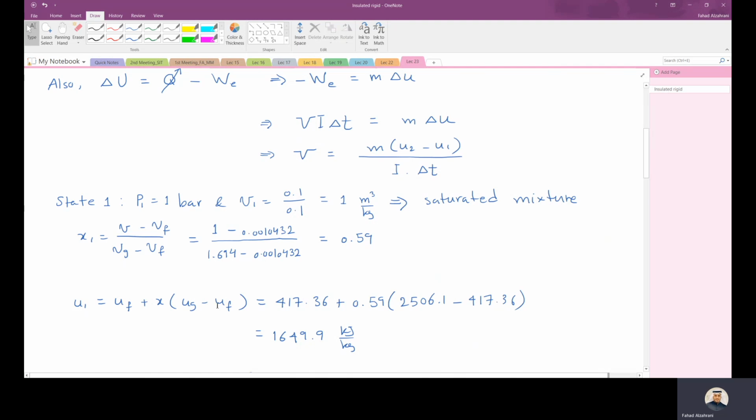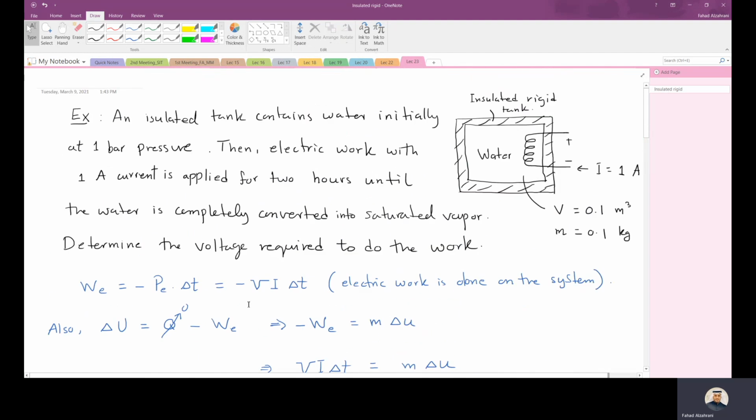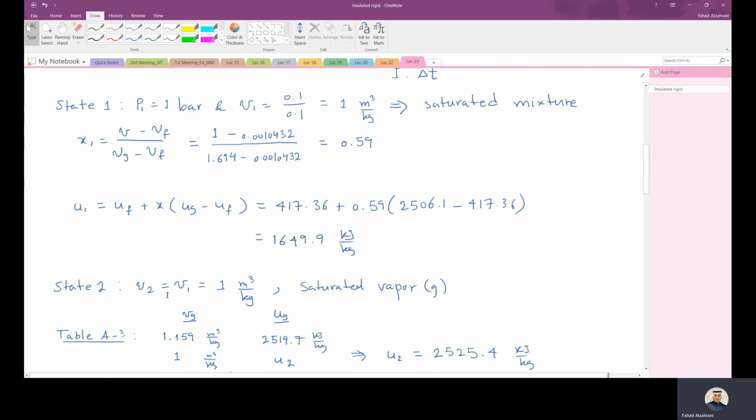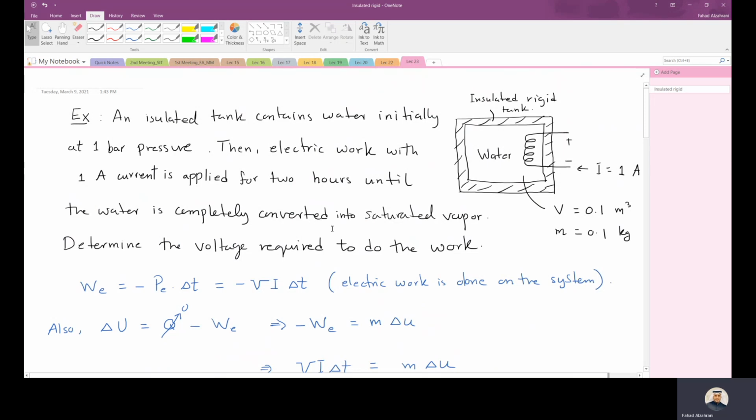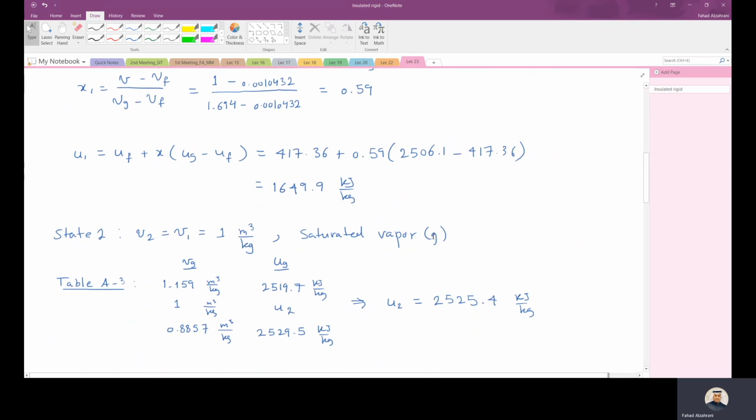So we found U1. Now we need U2. What do we know in the second state? We know that this is a rigid volume, so V2 must equal V1. And we also know, as I told you in the problem, it is saturated vapor, so that means it is the G state. So I go to table A3 and I look for 1 meter cube per kilogram in the VG.